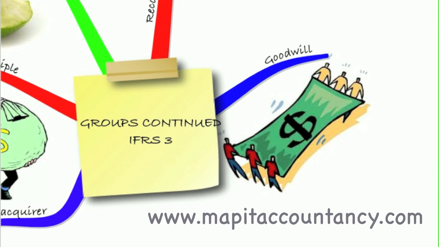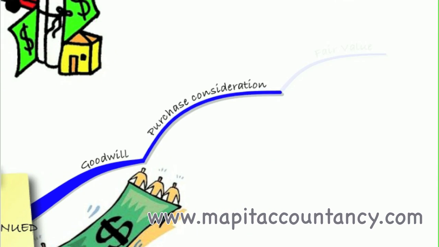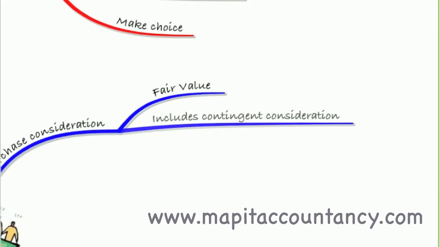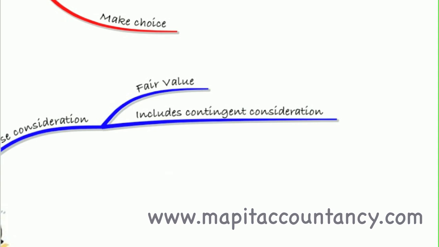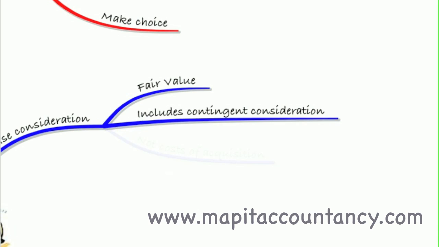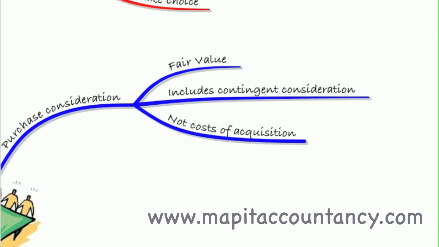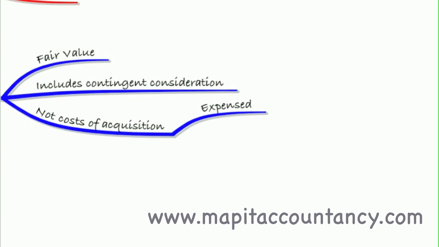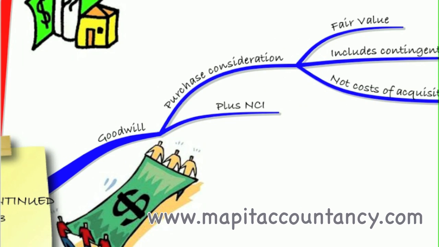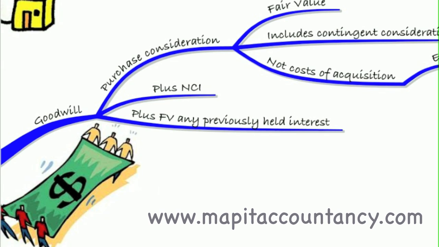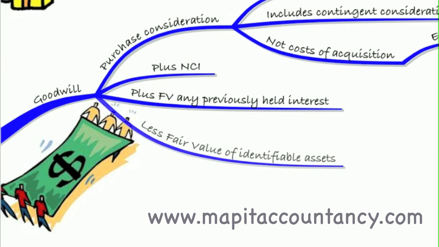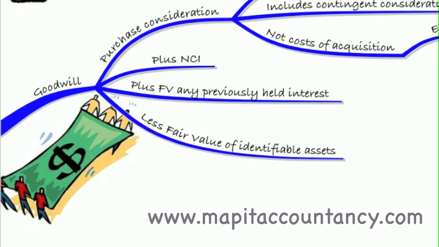When it comes to goodwill, we have the purchase consideration, which will be at fair value. That will also include contingent consideration, which we look at later on in the course. But it doesn't include the cost of acquisition. Those costs of acquisition are expensed. So the purchase consideration plus the non-controlling interest plus the fair value of any previously held interest less the net assets will give us our goodwill, i.e. what we purchased it for less the assets we purchased will give us goodwill.